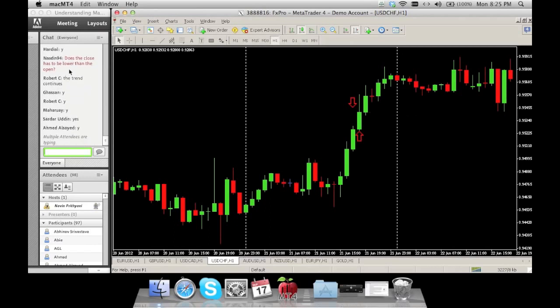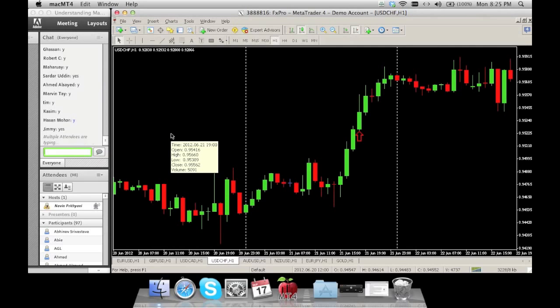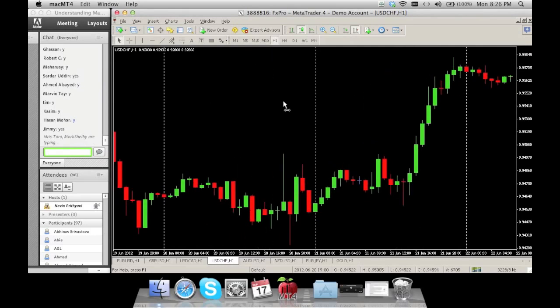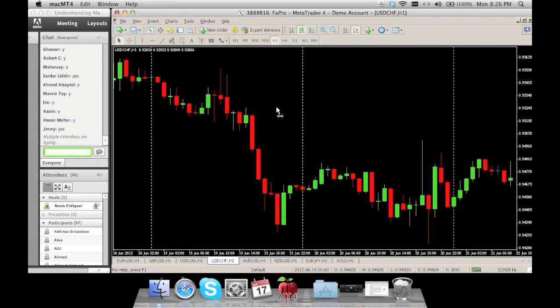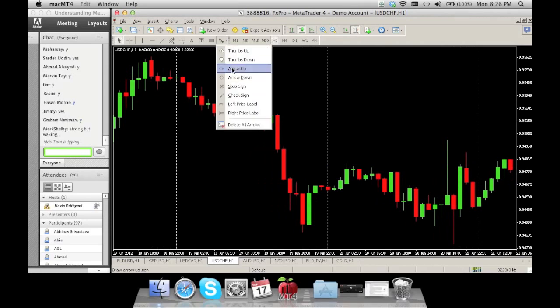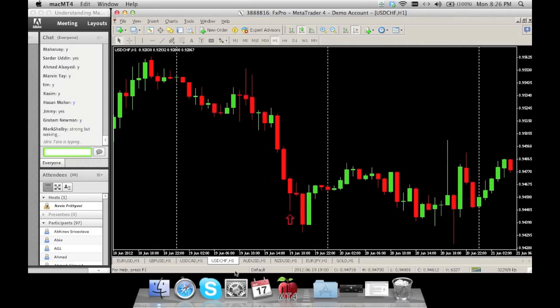Nasdeen, does the close have to be lower than the open? No. Okay, good. So everyone understands. Let's move on to some more examples, and we do examples of patterns that did not work. Is this a trend continuation pattern by false exhaustion?